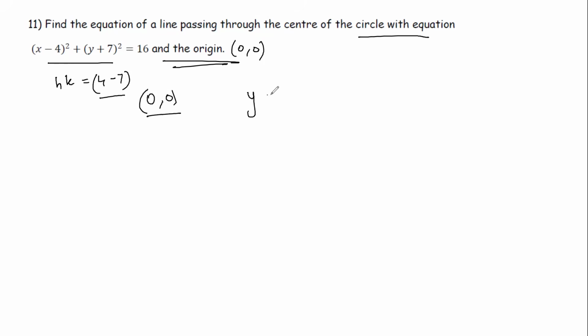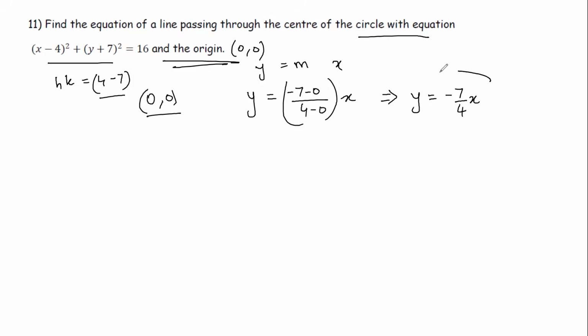So the slope is -7 minus 0 upon 4 minus 0. That is your m, right? y is equal to mx, and there is no c. Why is there no c? Because it's passing through the origin, so your y-intercept is 0. So therefore, your answer is y is equal to -7/4 x. That's your equation.